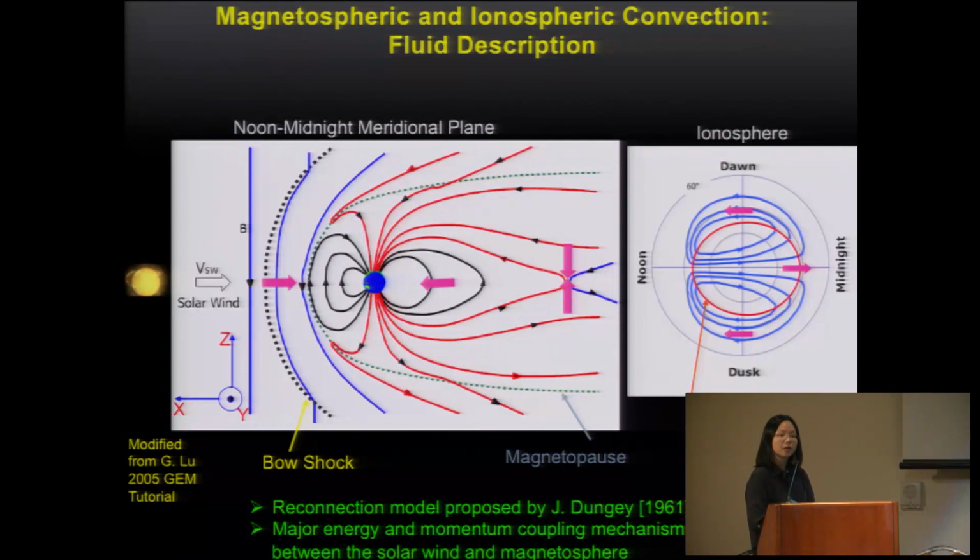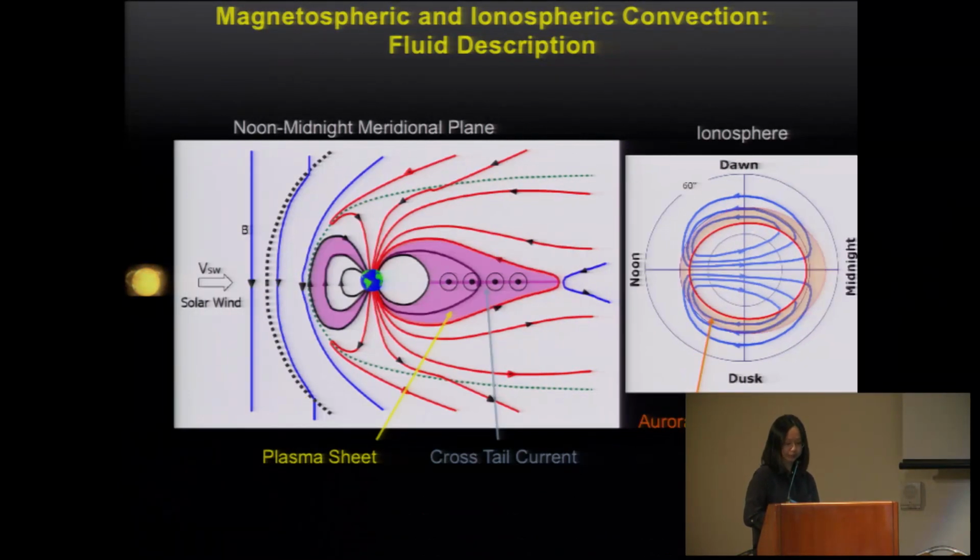For southward IMF condition, the situation is easier. It's usually a 2-cell convection pattern, dusk cell, dawn cell. The noon is right here. The red line here is the open-closed field line boundary. Poleward of this open-closed field line boundary, the fields are open, with one end in the ionosphere and another end loose in the solar wind. Equatorward of this boundary, the magnetic field lines are closed, with 2 ends connecting the northern and the southern hemispheres.